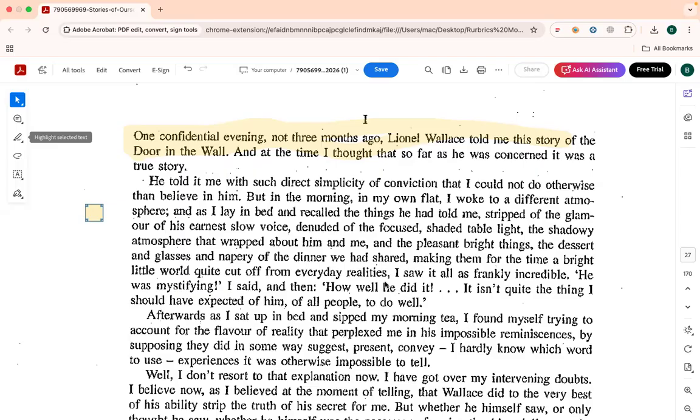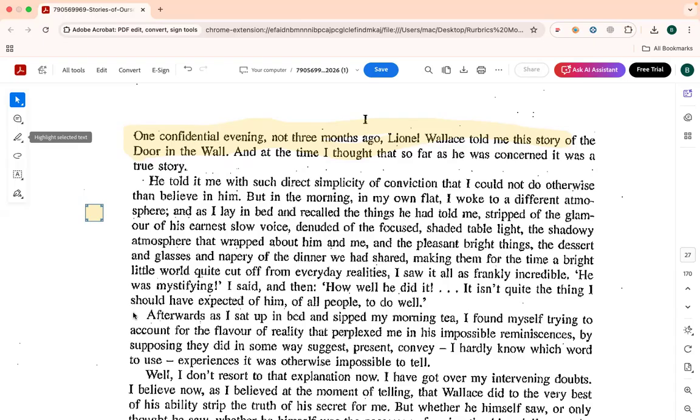I saw it all as frankly incredible. He was mystifying, I said. And then how well he did it. It isn't quite the thing I should have expected of him, of all people, to do well.